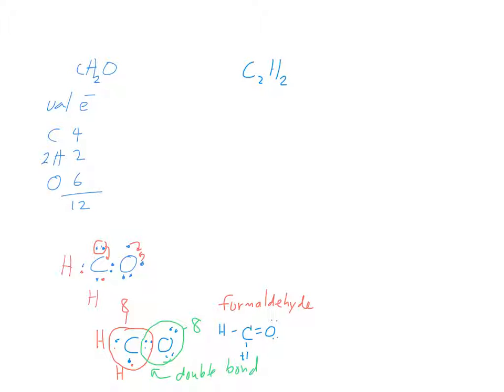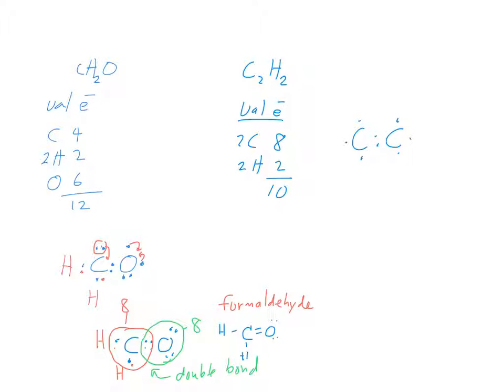C2H2. So, number of valence electrons. It has 2 carbons, right? 4 for each, gives us 8. It only has 2 hydrogens though, gives us 2. So we have 10 electrons. We're going to bond the 2 carbons to each other. We're going to add our hydrogens.